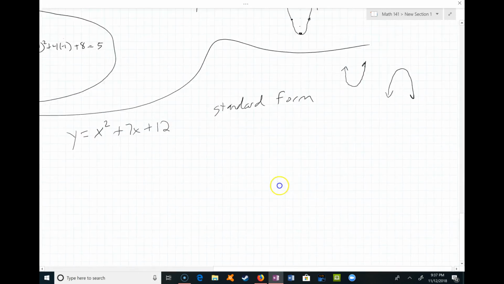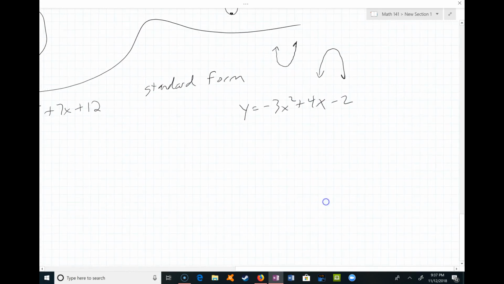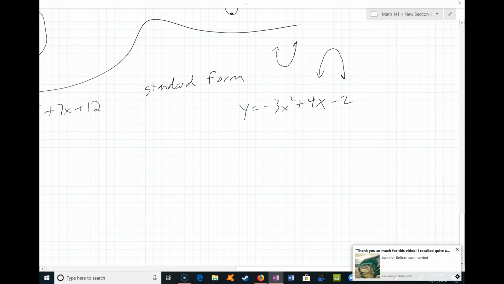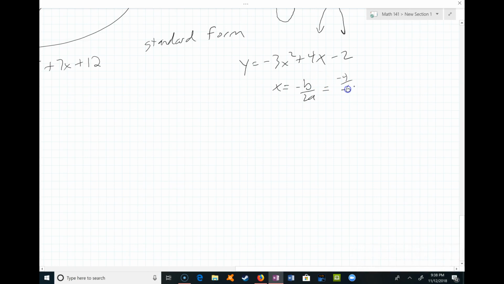So how do you get a parabola that looks like that? By putting a negative out front. So y equals negative 3x squared plus 4x minus 2. If you were to graph that thing, you would see that it would look like this. In fact, let's do it real quick since it's in standard form. Then you could say x is equal to negative b over 2a, and that would be negative 4 over 2 times negative 3, which is negative 6, which would be 2/3.